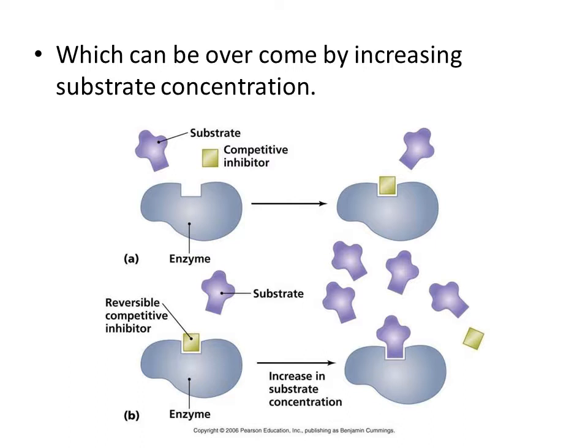This can be overcome by increasing the substrate concentration. So if there's only a 50% chance to create the product because you have drug present, then just increase the substrate. If you increase the substrate, it's going to reduce the value of 50% maybe down to 45, maybe down to 40, maybe down to 30, maybe down to 10%, depending on how much of the substrate you reintroduce into the environment with the enzyme. So to overcome competitive inhibition, you must increase the substrate.